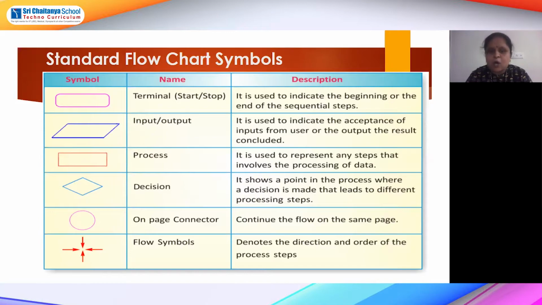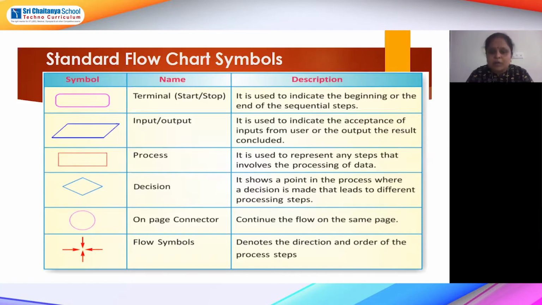Now, next is the on-page connector. What is this on-page connector? Suppose I am writing a flowchart to just add two numbers. It is very small, which can be finished in one page itself. But if I am drawing a flow chart for a huge program, then it won't fit in one page. So I have to go to the second page. How to indicate that it is continuing from the first page to the second page? It is done by using this on-page connector. We will indicate that the flowchart is not ending here, it is continuing to the next page.